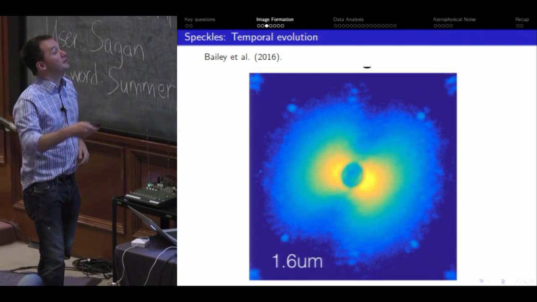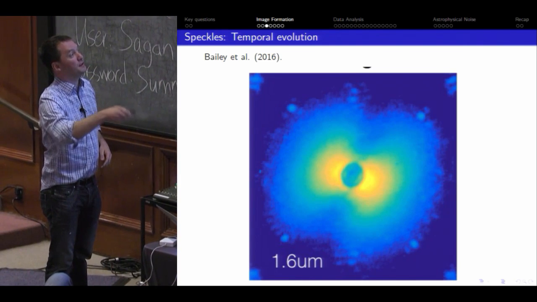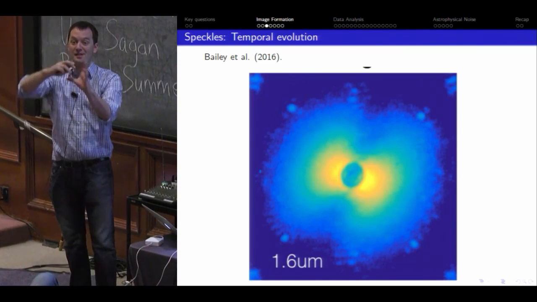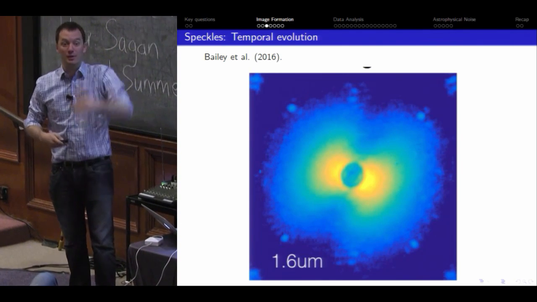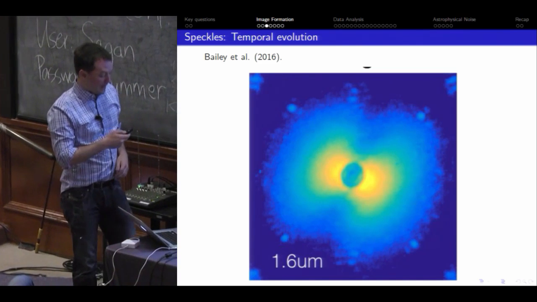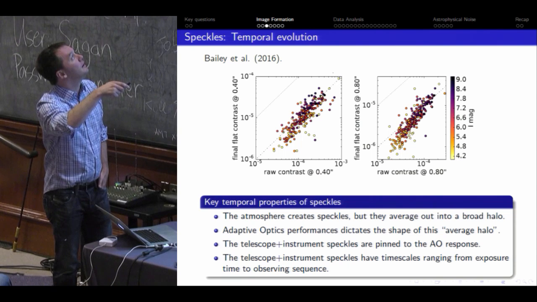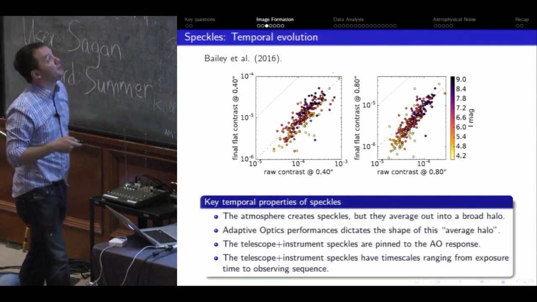This is a different GPI data set. You can see this is a different atmospheric response where we have wind in one direction, and now the halo, instead of being this nice circular Gaussian, goes in one direction. And this is actually a nice image from Vanessa Bailey's recent paper.